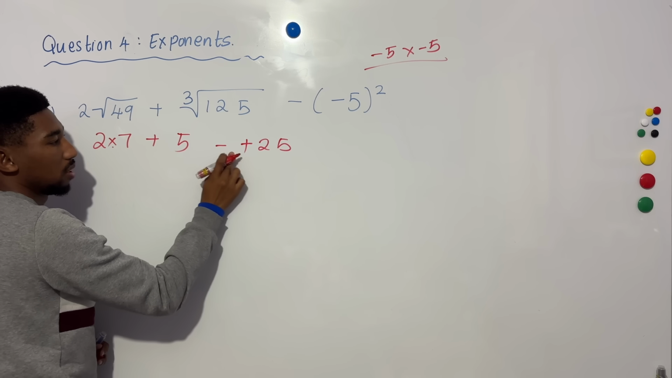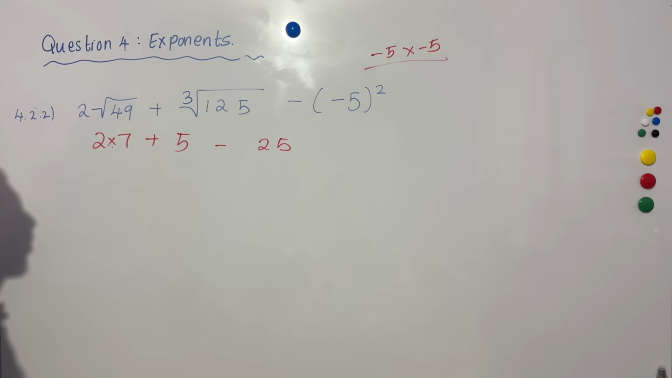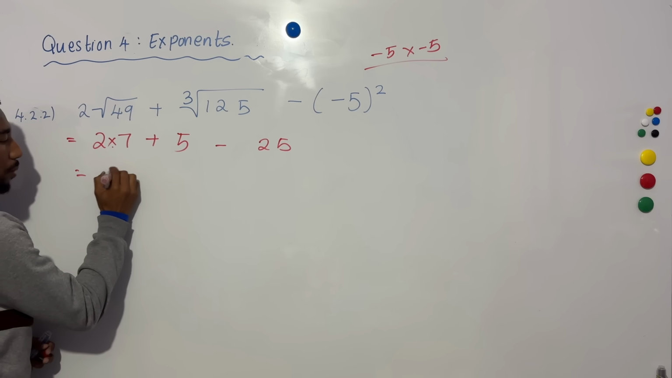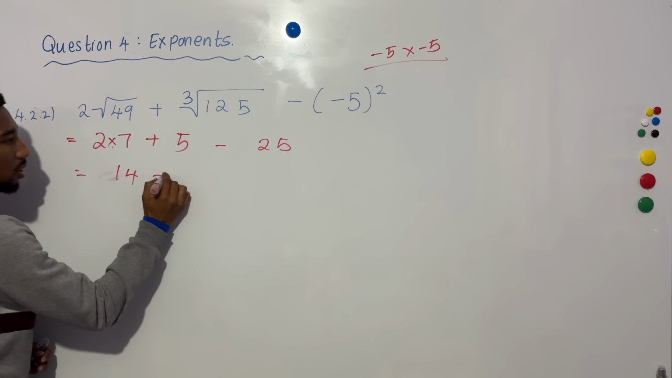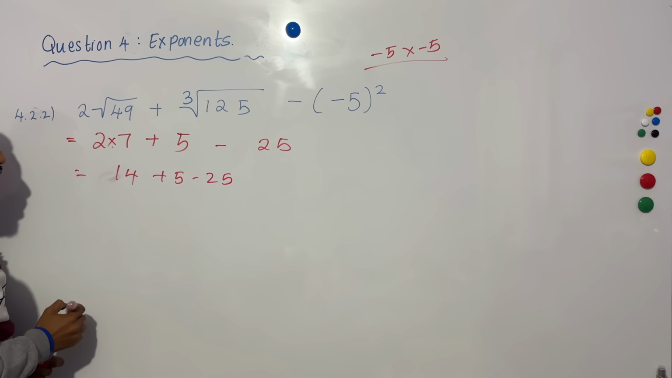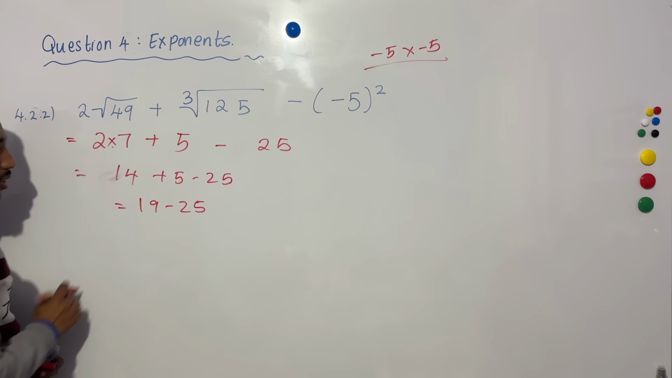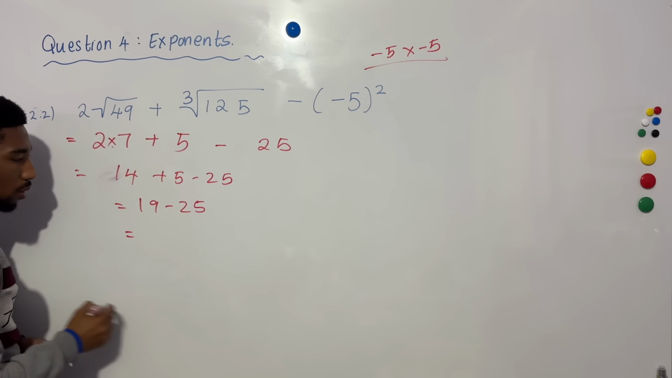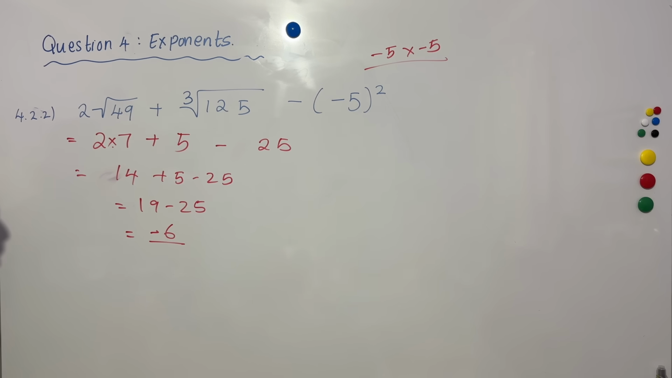Then this is minus and a plus. We know a minus and a plus simply makes a minus. So that's step 2. Then step 3, we have 2 times 7, which is 14, plus 5 minus 25. So we have 14 plus 5, which is 19 minus 25. Okay, and as you can see, each step I'm doing delicately to ensure that I get all my marks. And 19 minus 25 is equal to negative 6.